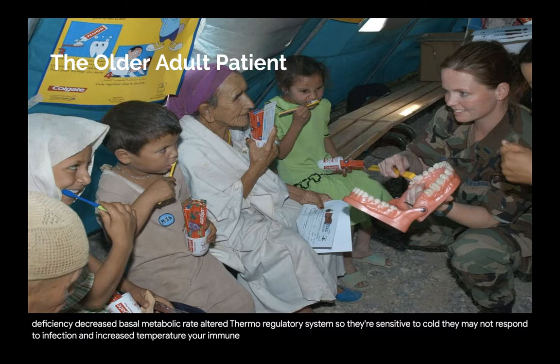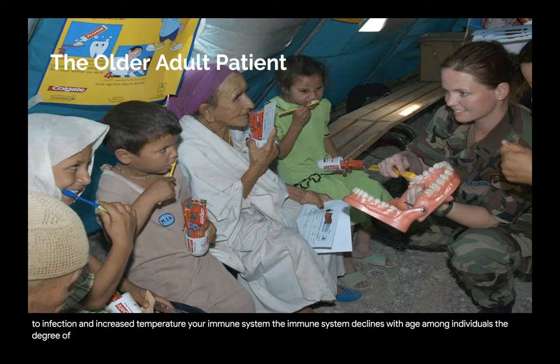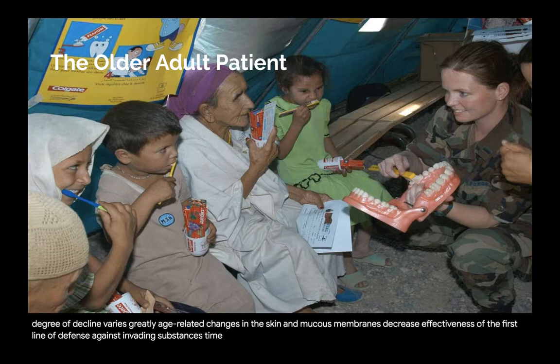The immune system declines with age. Among individuals, the degree of decline varies greatly. Age-related changes in the skin and mucous membranes decrease the effectiveness of the first line of defense against invading substances. The thymus gland decreases in size, with a decline in T-cell function.